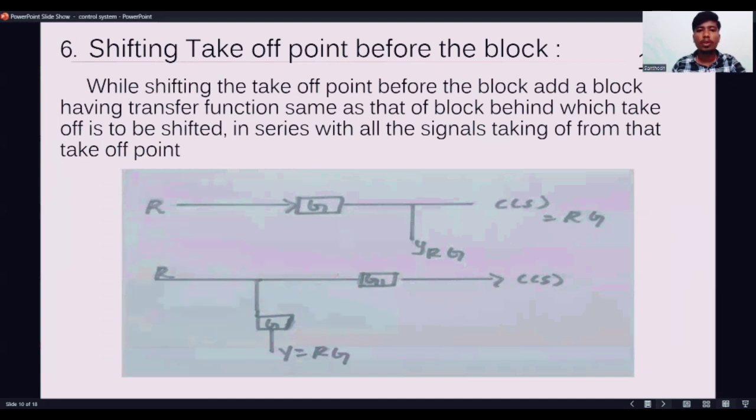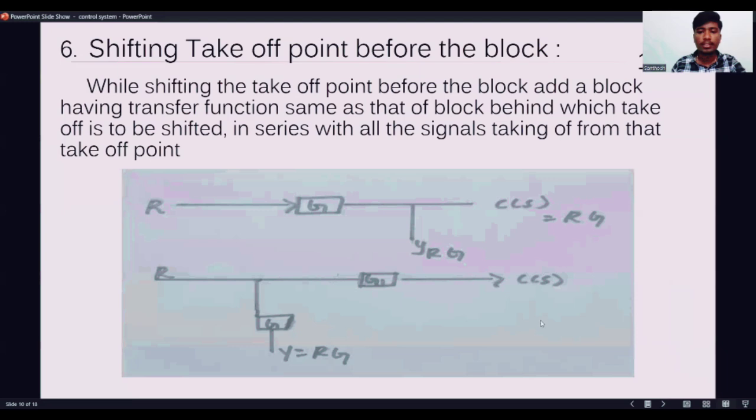And then, shifting the takeoff point before the block. While shifting the takeoff point before the block, add a block having a transfer function the same as that of the block behind which the takeoff is to be shifted, in series with all the signals taken off from the takeoff point.